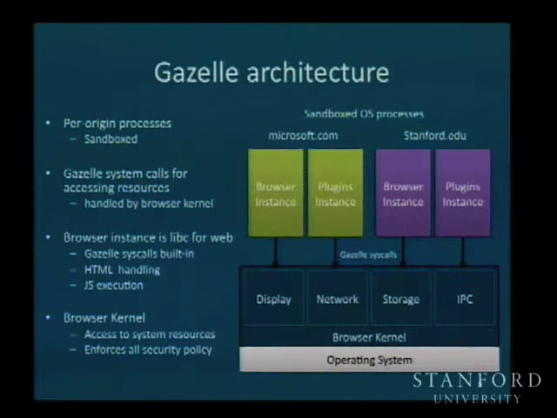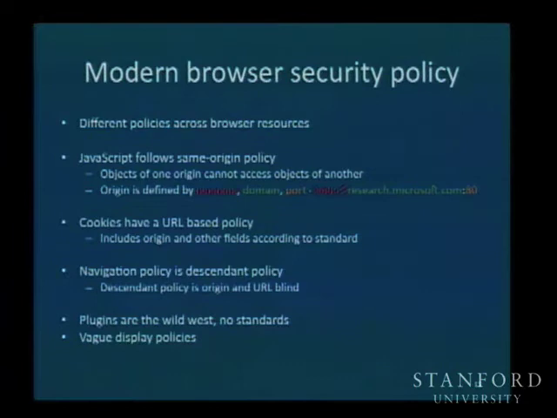So with browser security policies today, there's really no one policy for your browser. We have different policies depending on the type of resource being managed. The most commonly referred to one is the JavaScript same origin policy, which is used a lot in different research these days. The general theme is that objects of one origin cannot access objects of another origin. It's a pretty simple non-interference policy. And we define an origin by a protocol, a domain, and a port.